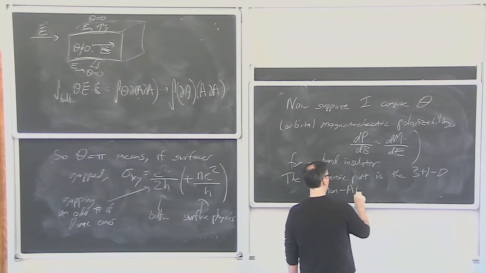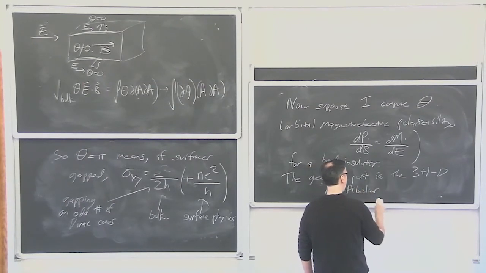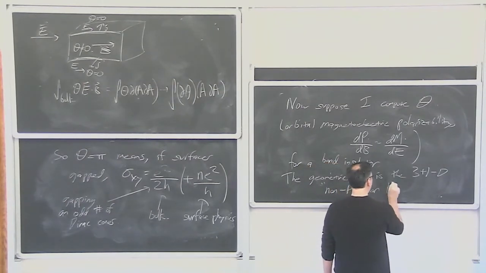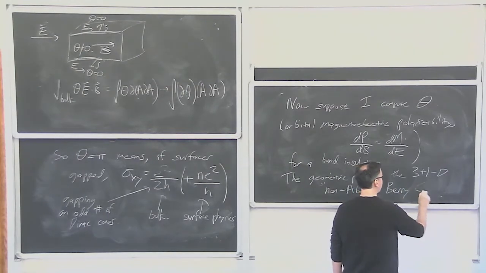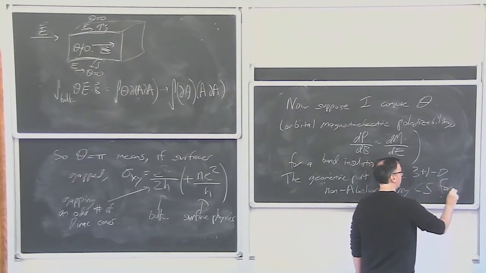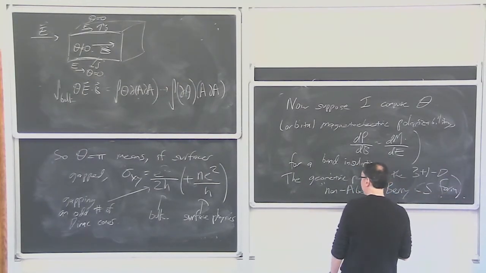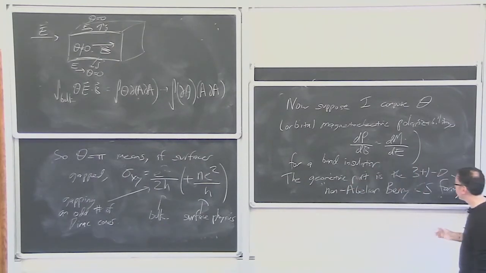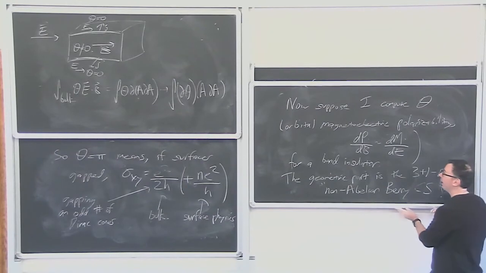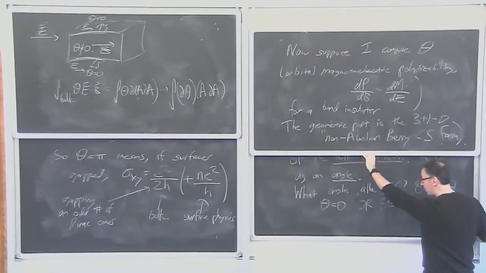So let me write some words, and then we'll see a bit more what it means. It's the non-abelian Berry Chern-Simons form. So let me say a bit. I've used this term Chern-Simons, but I haven't yet said why the mathematicians like it and how it's related to Chern number and things like that.